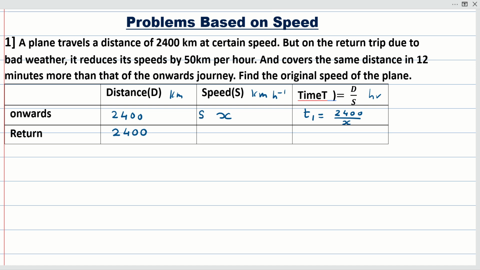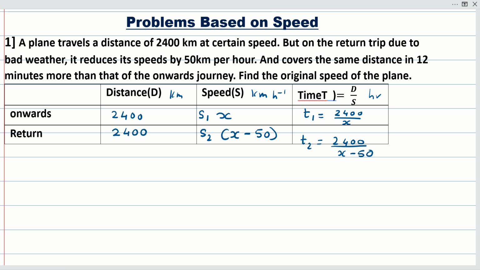Let us take this speed as s1 and the return speed as s2. So your speed has decreased by 50, so x minus 50. So the expression for t2 becomes 2400 upon x minus 50. Correct?